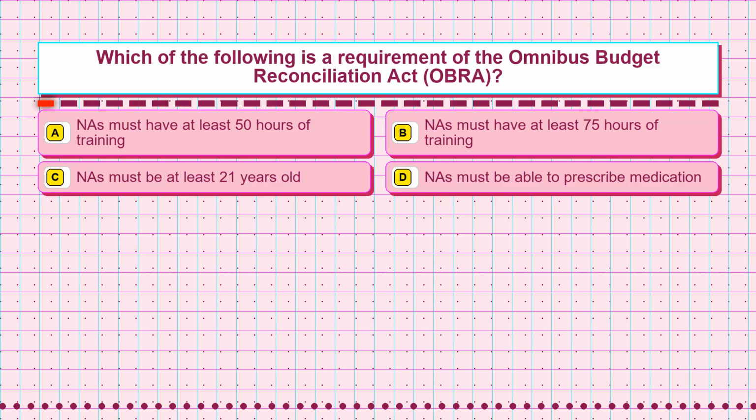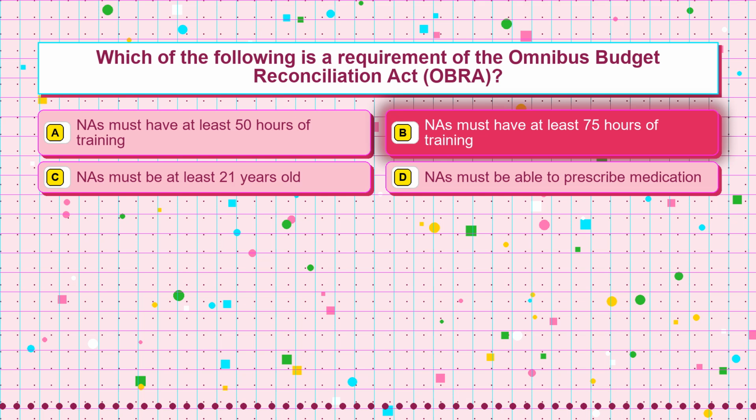Question 42. Which of the following is a requirement of the Omnibus Budget Reconciliation Act, OBRA? Option A, NAs must have at least 50 hours of training. Option B, NAs must have at least 75 hours of training. Option C, NAs must be at least 21 years old. Option D, NAs must be able to prescribe medication.